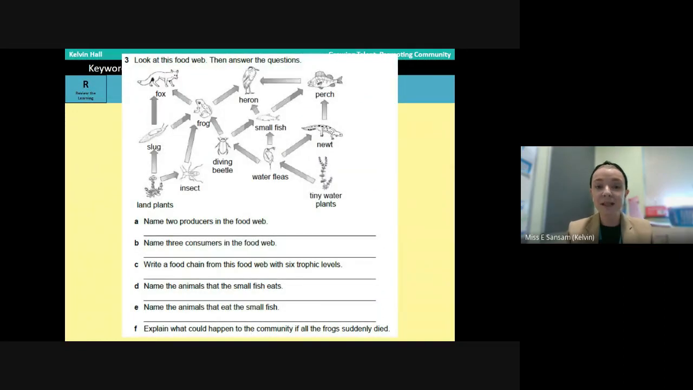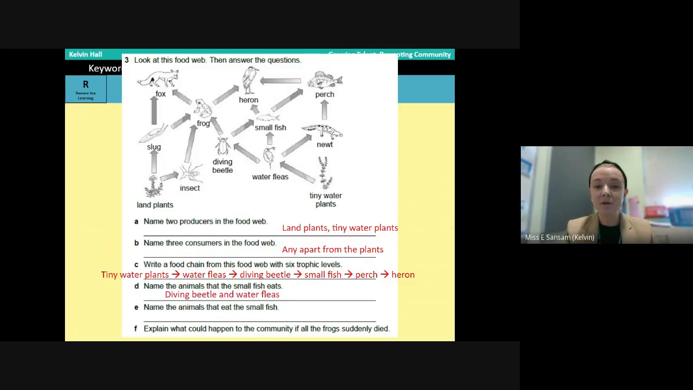And question number 3, this more complex food web. 2 producers in the food web are land plants and tiny water plants. 3 consumers, you can have anything apart from the plants, so any 3 of them. A food chain with 6 trophic levels is below, so you could pick tiny water plants, then the water fleas, the diving beetle, the small fish, the perch, and then the heron. Well done if you figured that one out.